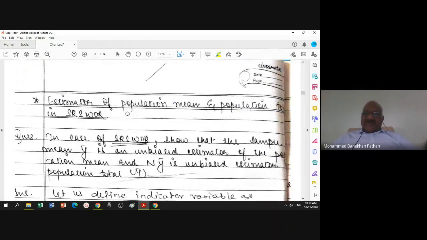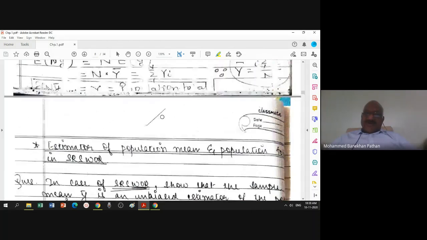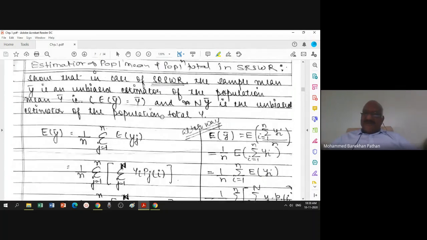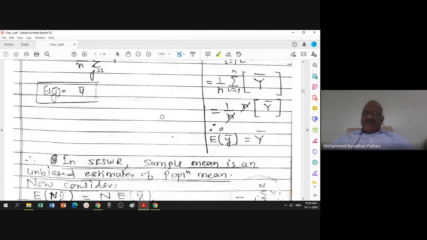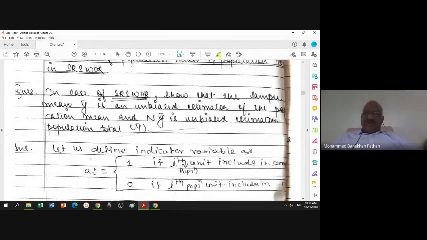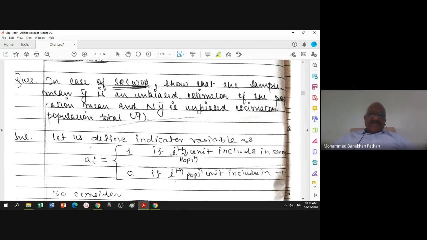So that is the estimator of population mean and population total under with replacement. I taught you two methods of sampling, with replacement and without replacement. What we did here is for with replacement. The same thing we are going to repeat for without replacement. So a question may be asked for with replacement, or a question may be asked for without replacement. Let us see how the proof works for without replacement.